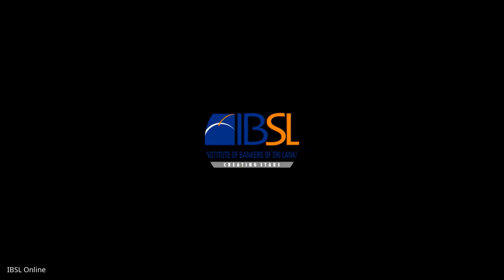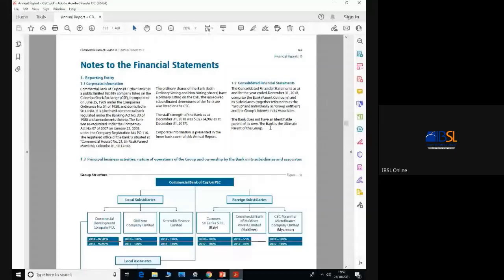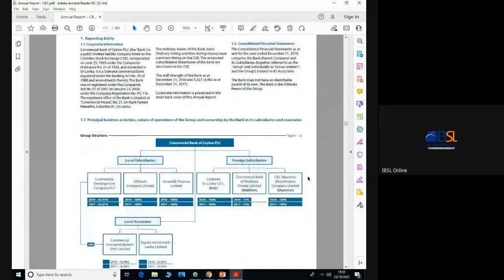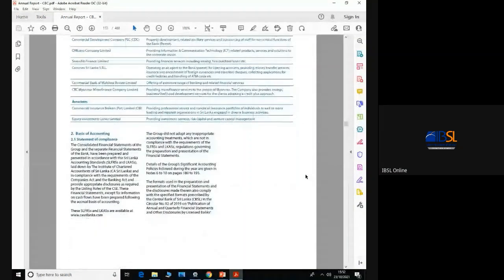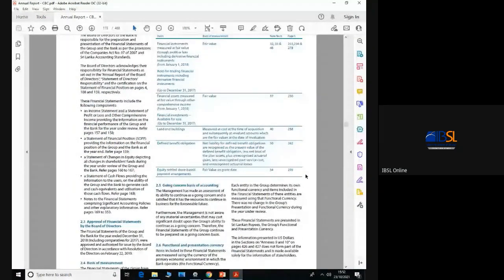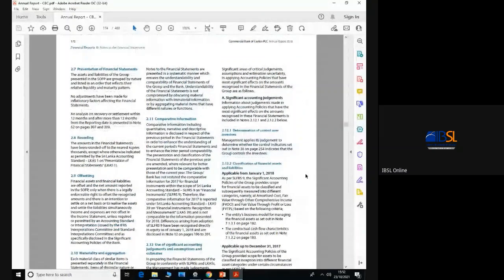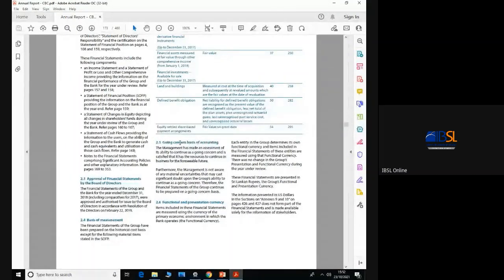So what I'm going to share now is the annual report of Commercial Bank for 2018. This is a copy that I had. I just want to show you all how the financial statements are presented. This is the first part of it. Here you will see the going concern basis of accounting. So the accounting is done based on going concern.